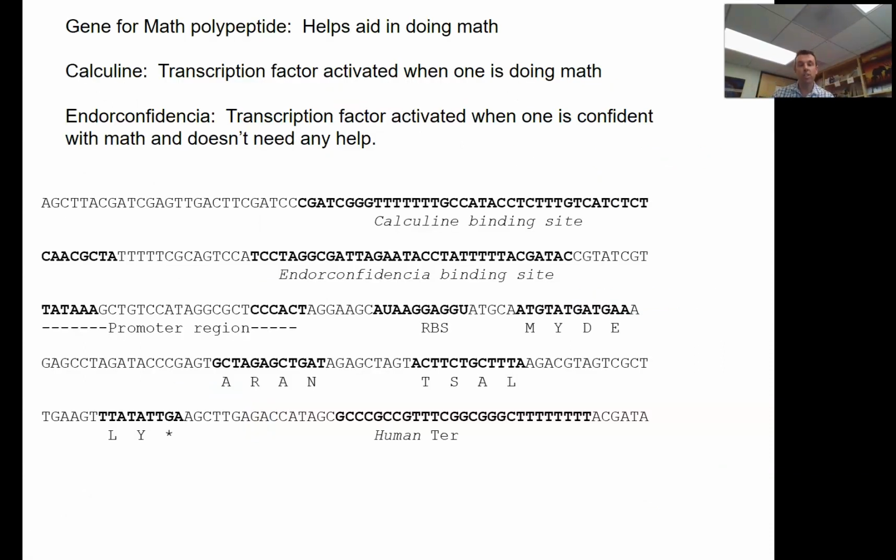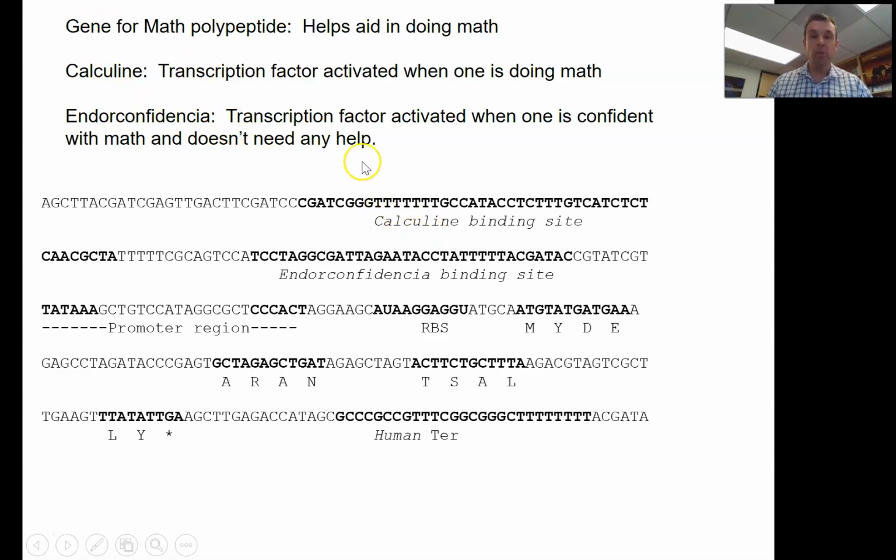And I just want to put this again into another context. So this is a theoretical gene that I basically made up, but this would be a great gene to have. This gene is for the math polypeptide. So when this protein is made, this gene codes for a protein that basically helps you do math, right? But obviously you only want this gene on when it's necessary. So if you're not doing math, there's no reason for your cell to waste energy making the protein for the math polypeptide. So there are enhancer regions.